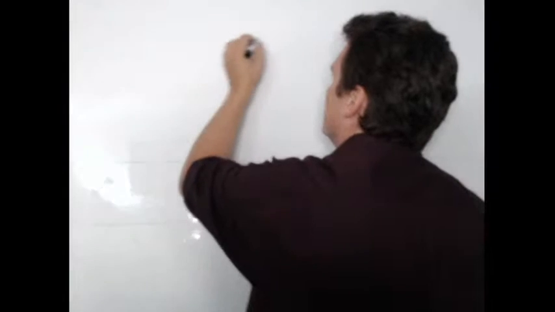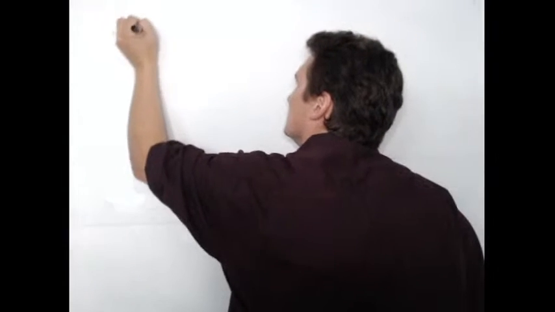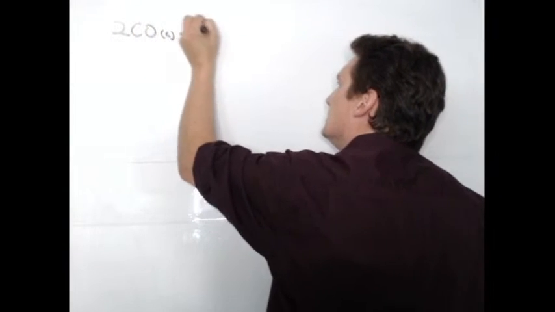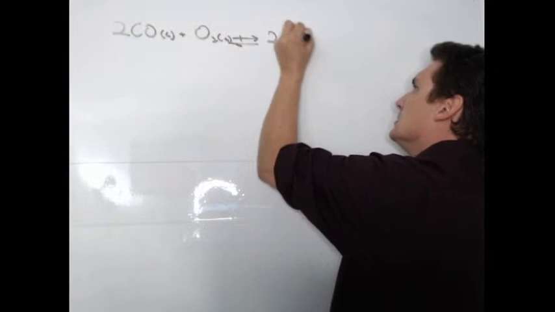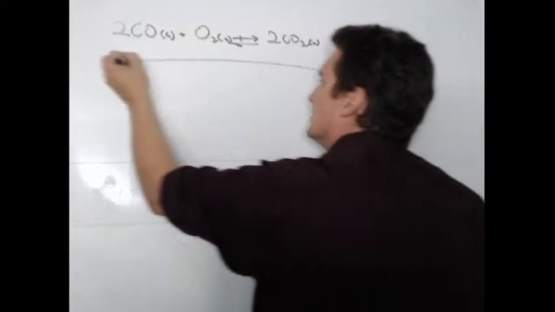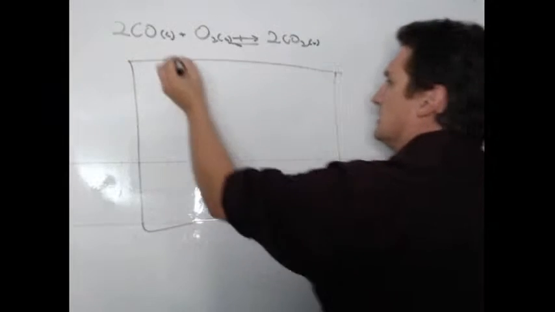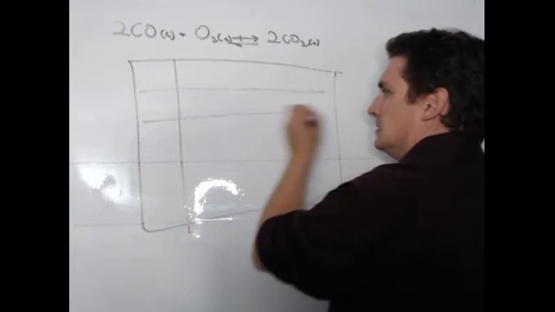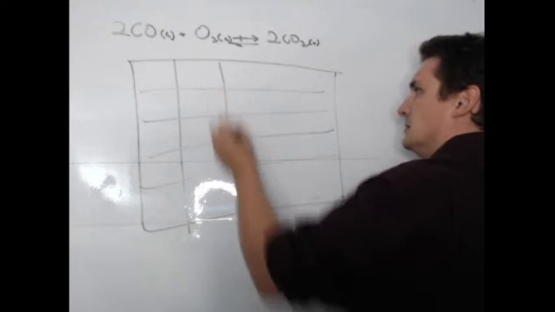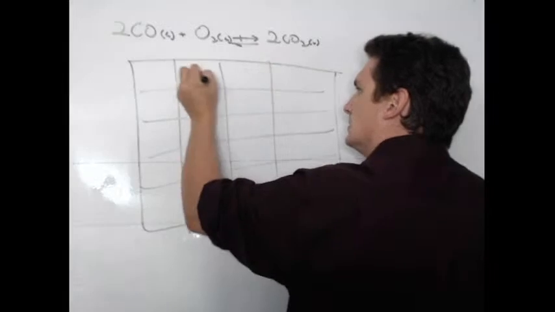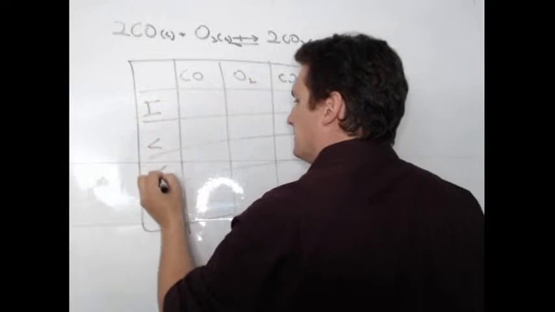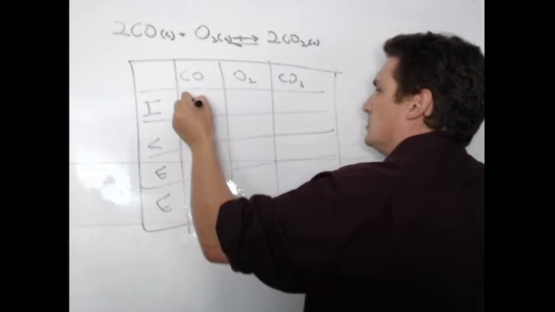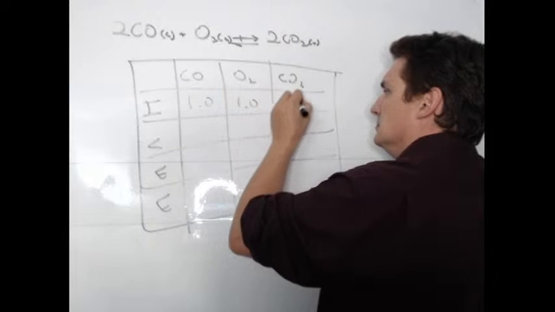Oh, and I should probably explain the plus-minus thing too. Let's build the ICE table again. We're just going to start with numbers.